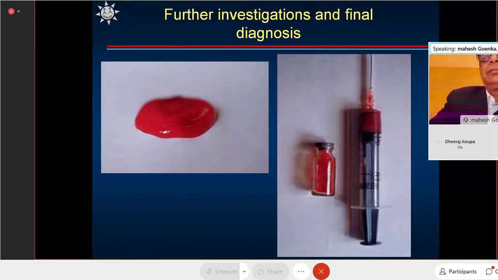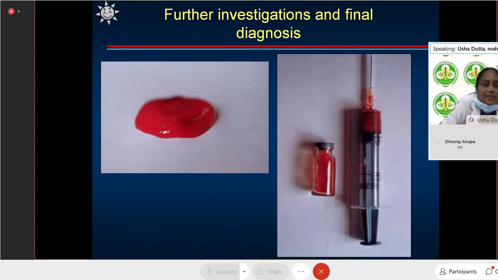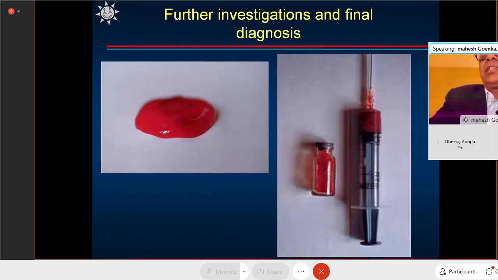You can write your diagnosis. Whenever Dr. Ghoshal is saying something, please write your diagnosis. With his last word, he has given the diagnosis.